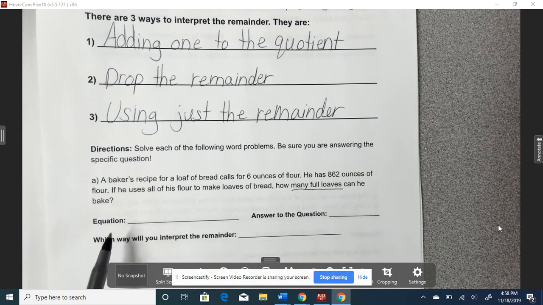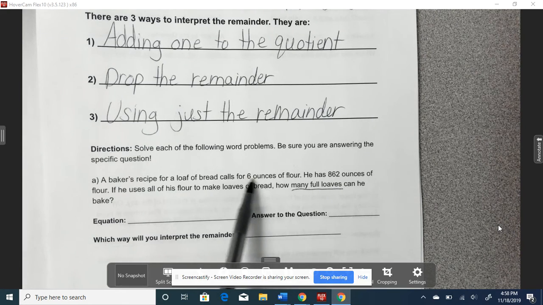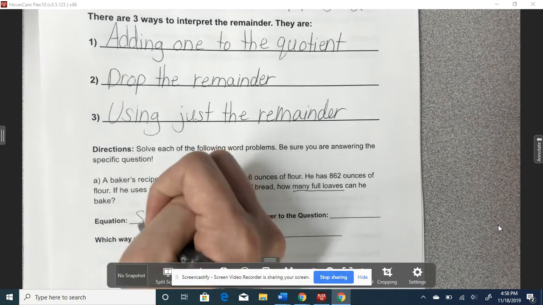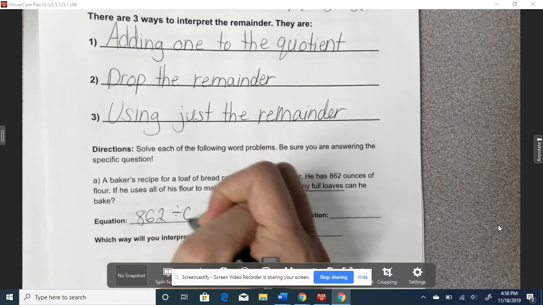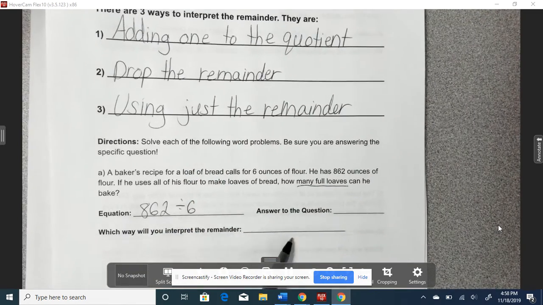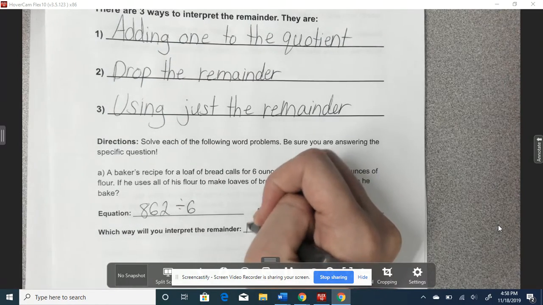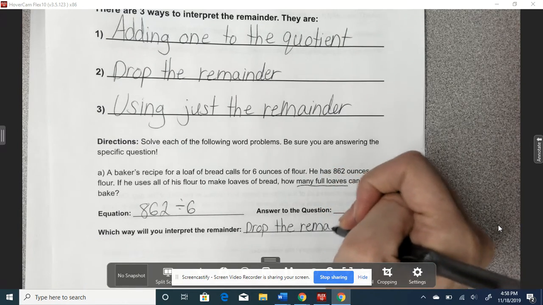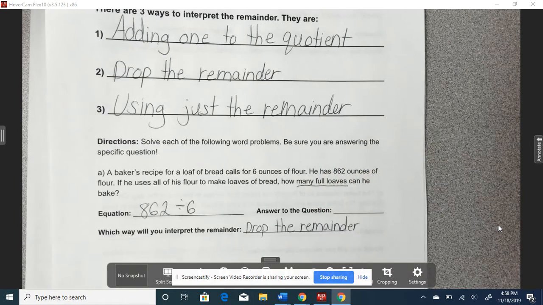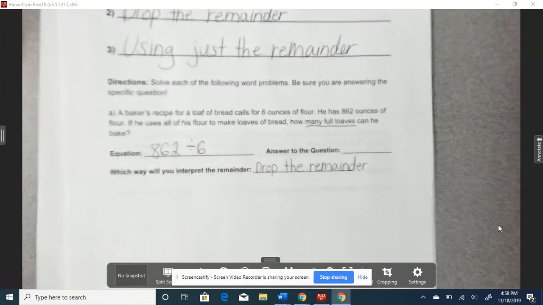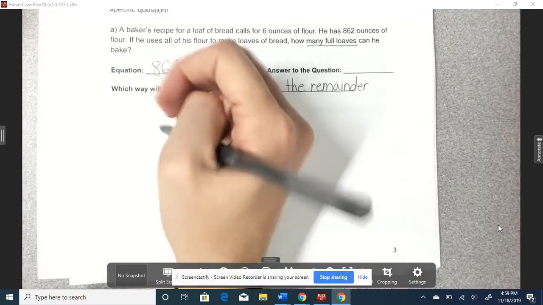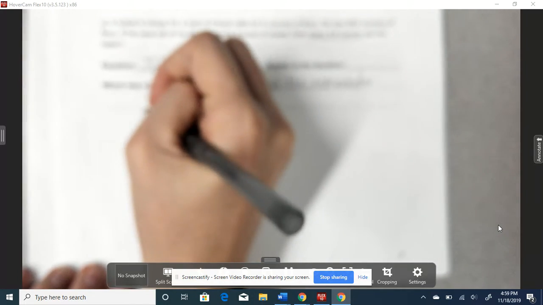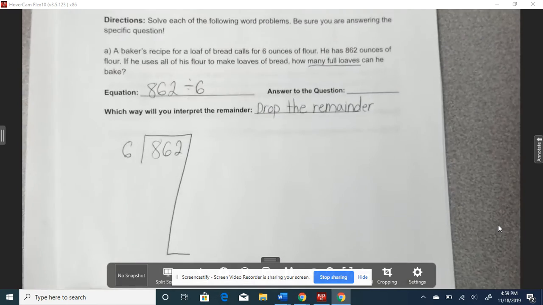So let's start with the equation. We start with 862 ounces of flour, and each loaf needs 6 ounces. We're going to do 862 divided by 6. Which way will we interpret the remainder? We just said that was number 2, so drop the remainder. All right, so now let's do our division down here. 862 divided by 6.